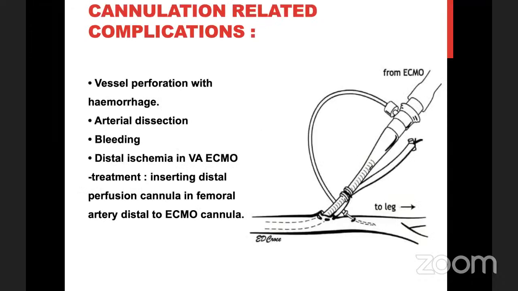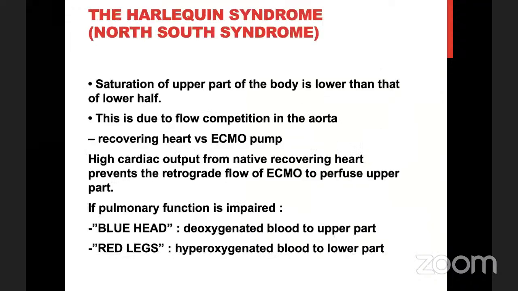So cannulation-related complications: vessel perforation with hemorrhage, arterial dissection, bleeding, and distal ischemia in veno-arterial ECMO. Treatment is inserting a distal perfusion cannula in the femoral artery, as you see in the picture, distal to the ECMO cannula, so we can perfuse the distal part of the arterial cannulation.